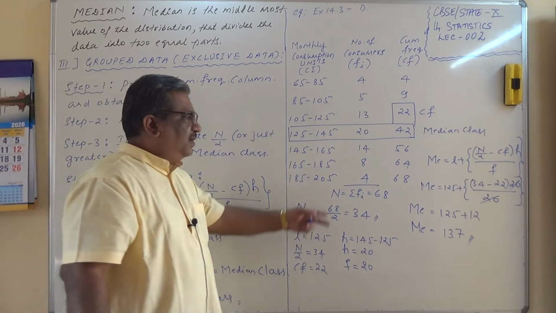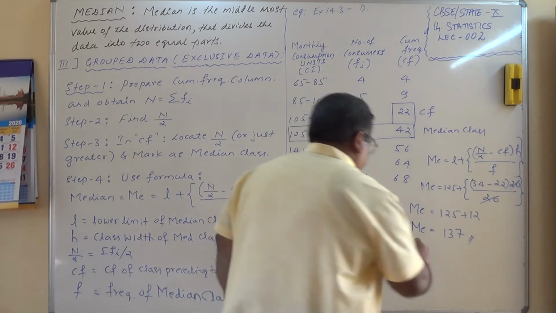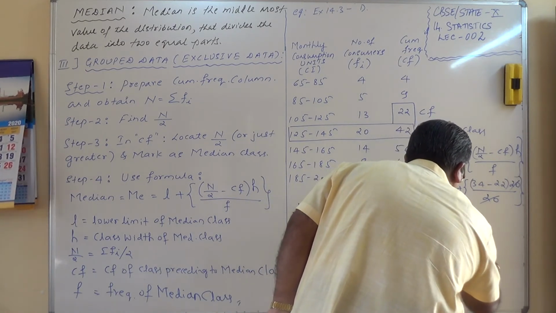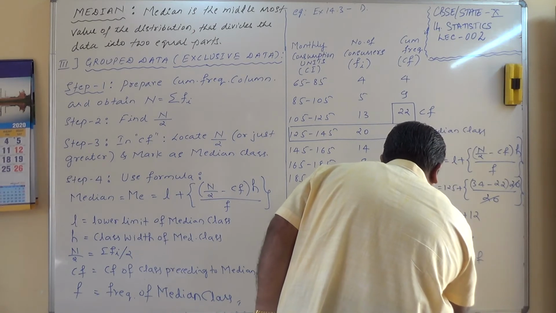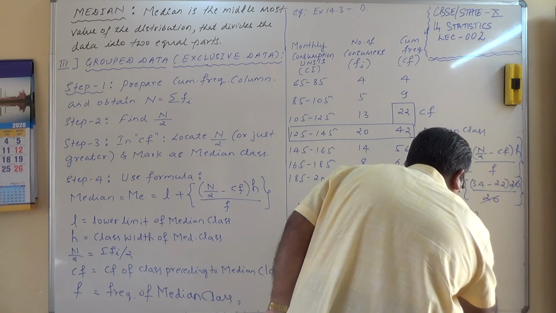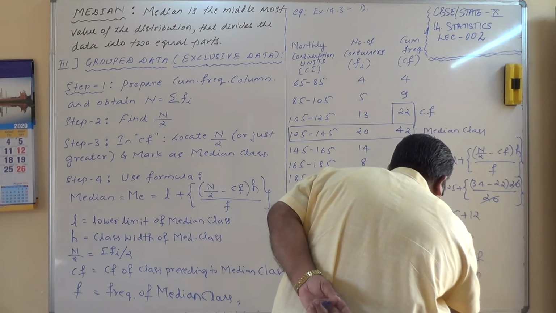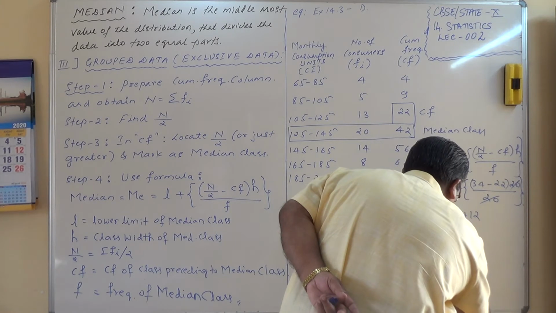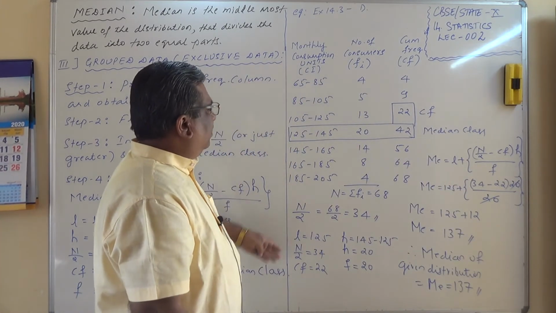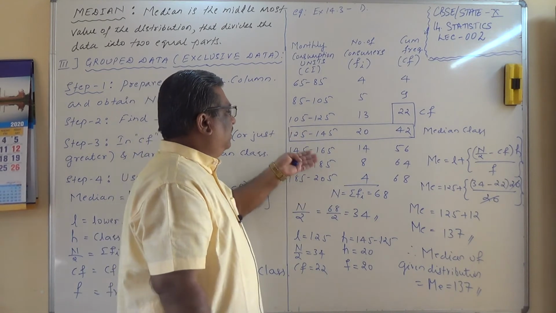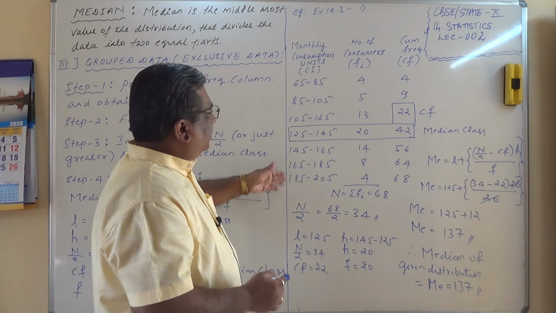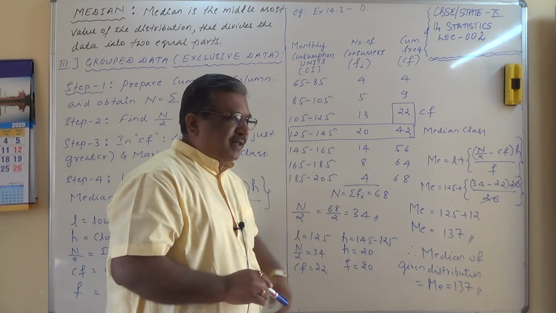137. 125 plus 12 is 137. Therefore, finally you can write the median of the given distribution is equal to, M equals 137 units. So if you look at over here, 137 units is the one that will divide the entire observations into two equal parts. Where does 137 lie?